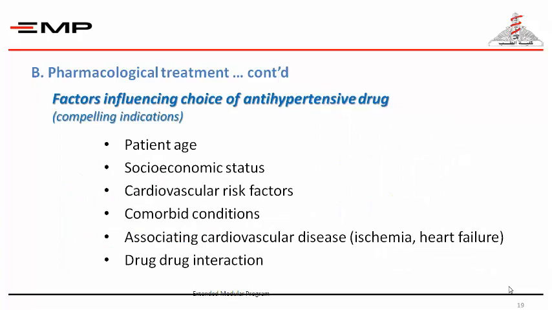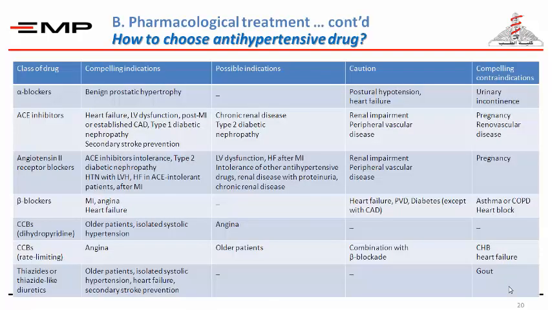What are the factors influencing the choice between classes? What we call the compelling indications. This will depend on the patient's age, the socioeconomic status of the patient, cardiovascular risk factors, comorbid conditions, associated cardiovascular diseases like ischemia or heart failure, and drug-drug interactions. For example, we can use an alpha blocker for patients having benign prostatic hypertrophy.